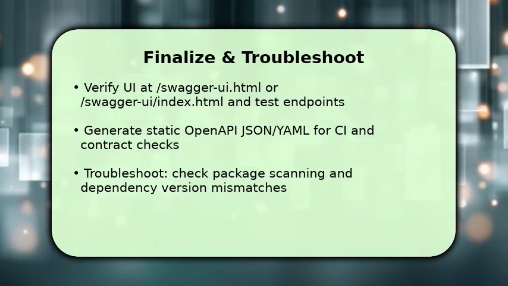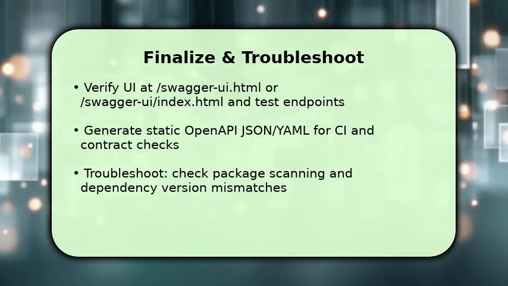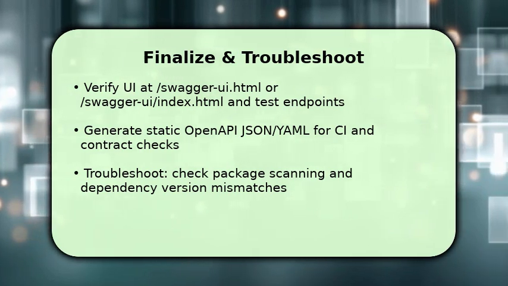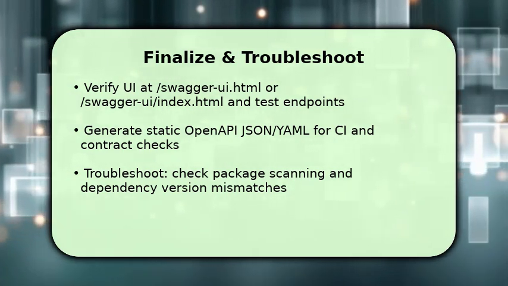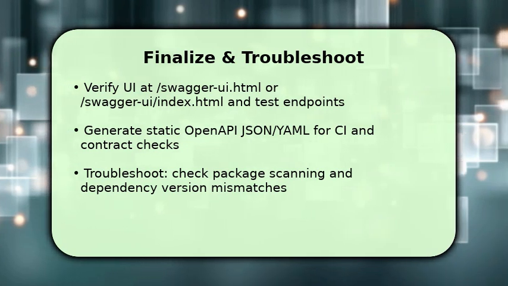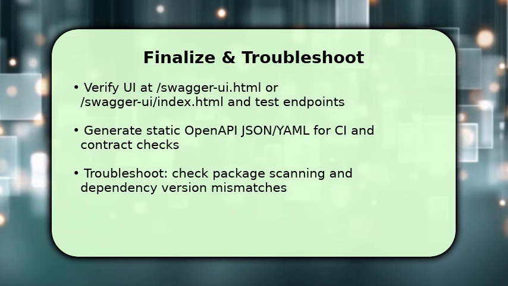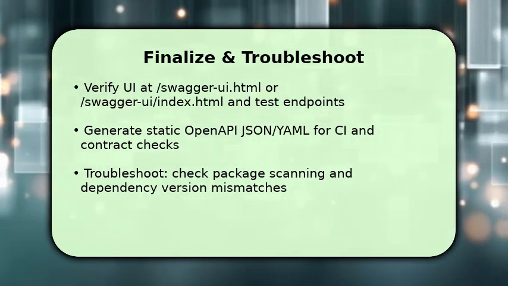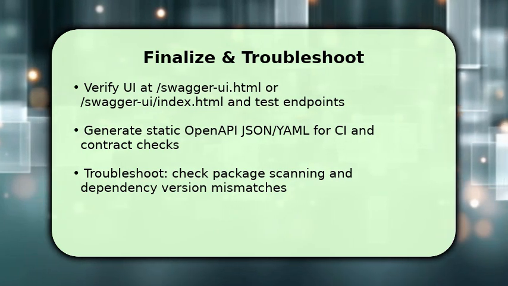Finally, verify and lock the setup. Open the Swagger UI, exercise endpoints, and export the Open API JSON/YAML for CI validation. Once done, integrate the generated spec into documentation sites or mock servers. Make sure to include versioning in the API info to avoid consumer confusion.